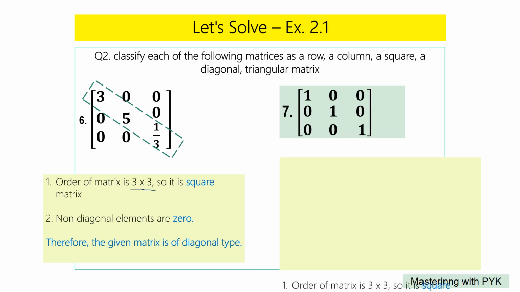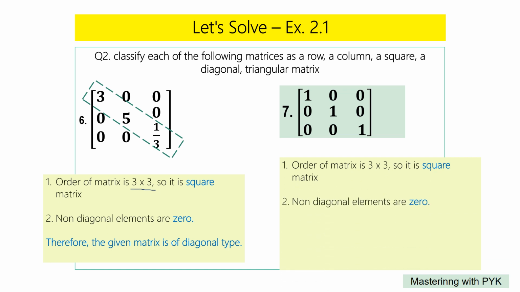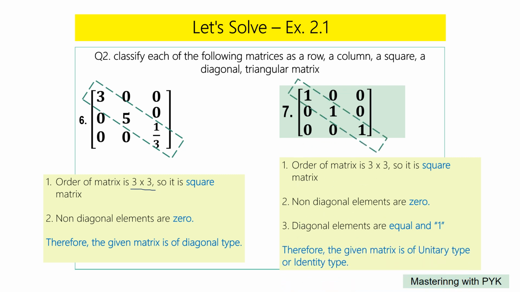Question number 7. The order of the matrix is 3 cross 3. It is a square matrix. Non-diagonal elements are 0. Diagonal elements are equal to 1. Therefore, the given matrix is of unitary type or an identity type. So it is a diagonal matrix with the elements in the diagonal as 1. So it is known as an identity matrix.